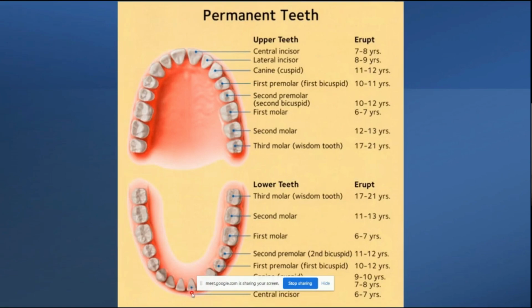So we used to remember it as 6 to 7. Okay, like this. Next is 7 to 8. That is your lower lateral incisor, and the same age the upper central comes. So it is 6 to 7, 7 to 8, 7 to 8, 8 to 9.